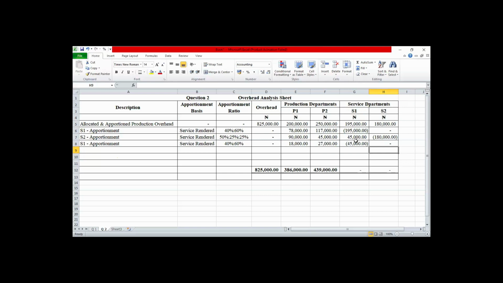Sir, can you hear me? I can hear you. So basically, what if under S1 apportionment, like the actual thing they gave us, they gave us a figure for S2? Are we going to do the same thing we did for S1? Yes. So that means we are going to repeat until we get zero. Yeah, we'll be repeating it until the figure is zero. Okay, thank you. That's why they call it the repeatedly method or indirect method.